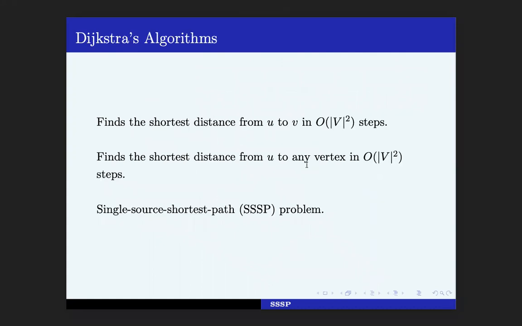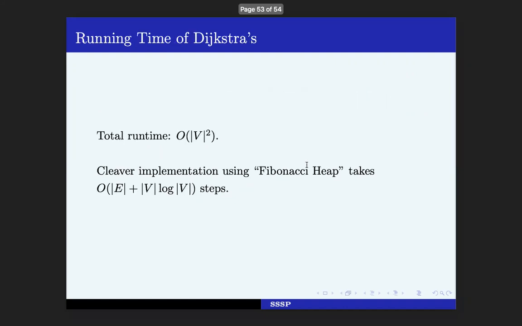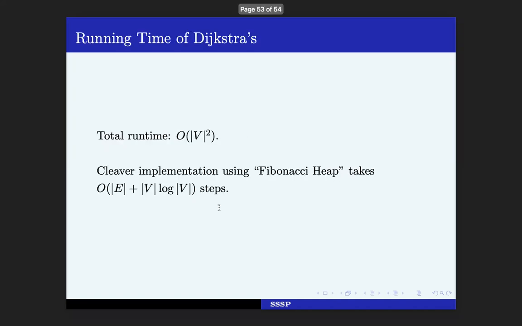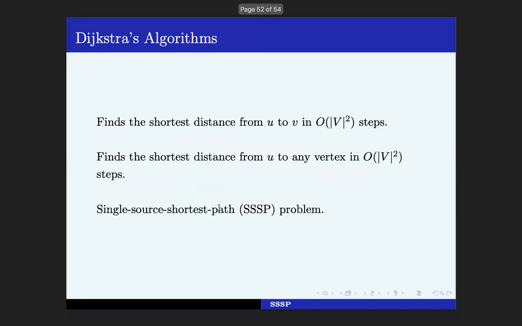Now, this is what's called Dijkstra's algorithm. Of course, it has a very nice name. You can do an even cleverer implementation, which I am not going to go into at all, using something called Fibonacci heaps, and there you can produce even better algorithms, like E plus V log V steps. So what we have done today is given Dijkstra's algorithm, which finds the shortest path between a vertex and any other vertex.